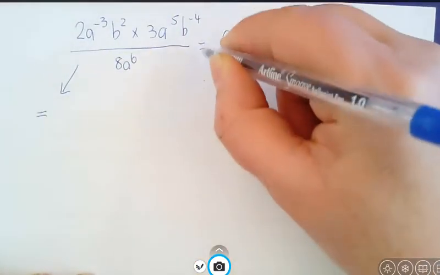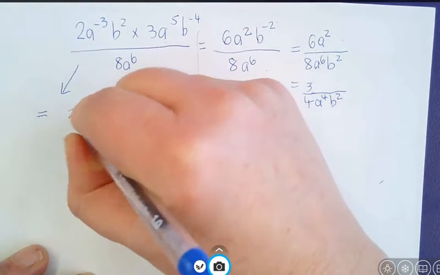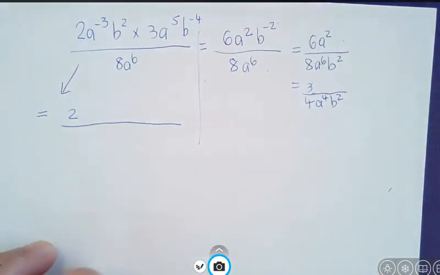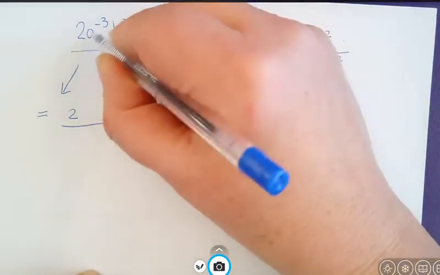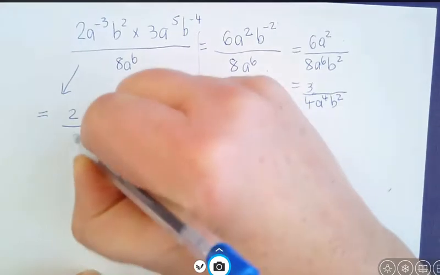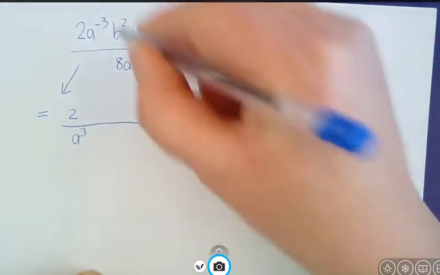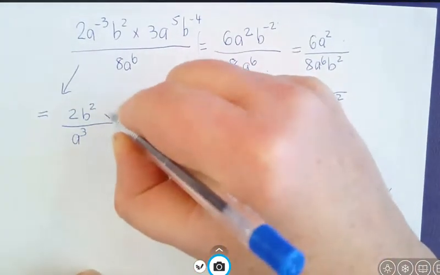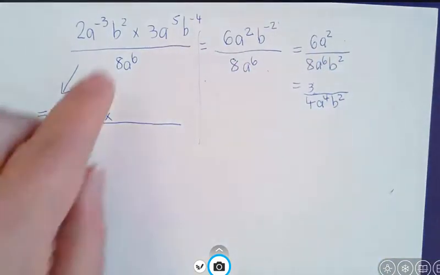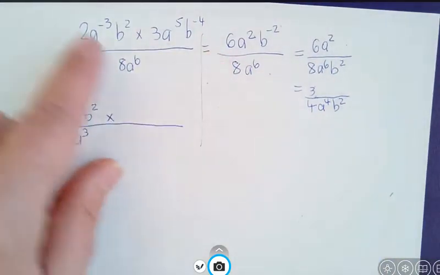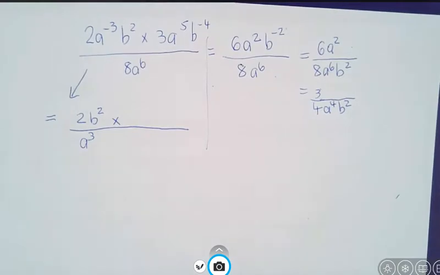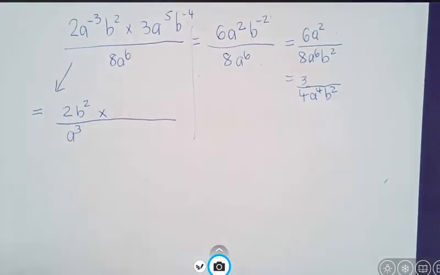Another method to do the same question would be to move any negatives. So a to the power of negative 3, I would move down. I'd keep the b squared at the top. Now, the only reason you can do this is because of the times. Everything's multiplied or divided, it's fine. As long as there's no addition or subtraction signs there.